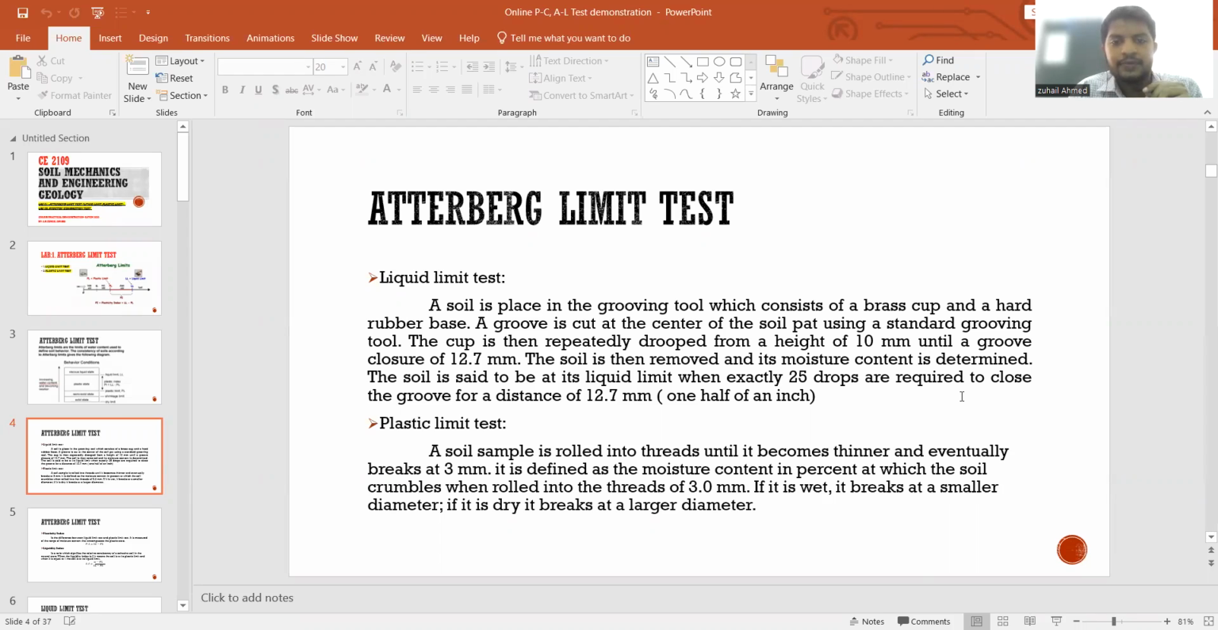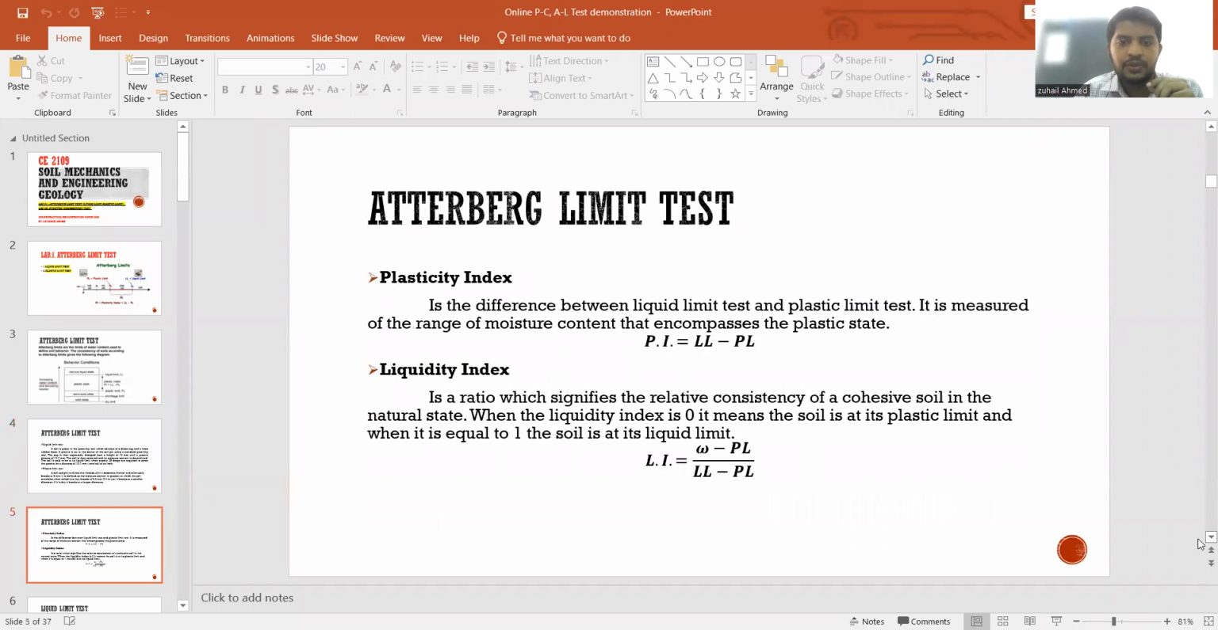You can see there is a rotating handle. Through that handle, you will rotate. Before rotating, you will place the sample. There is a cup, a brass cup, and you want to fill that brass cup straight. I will show you some photos.